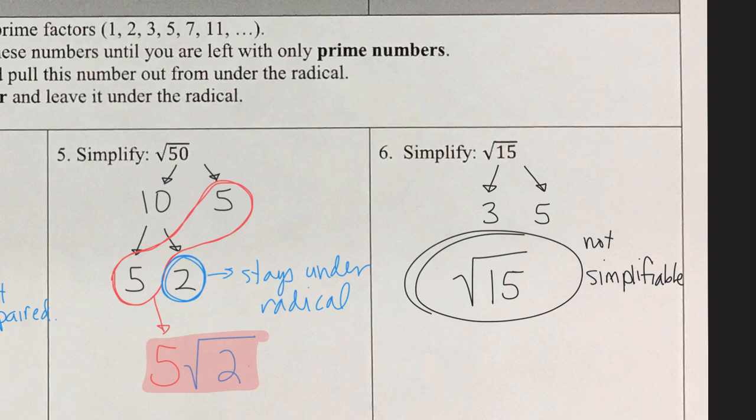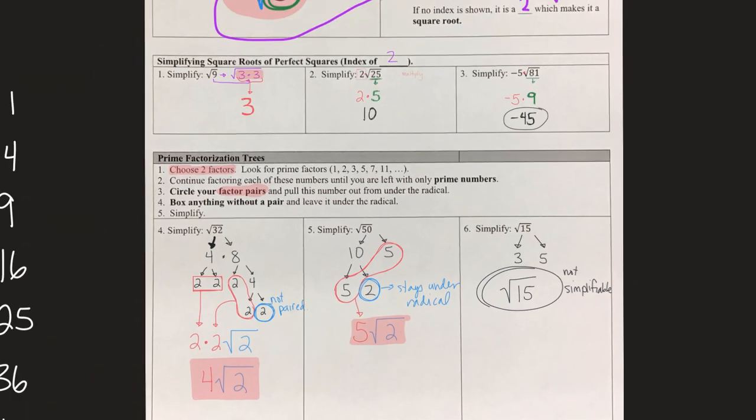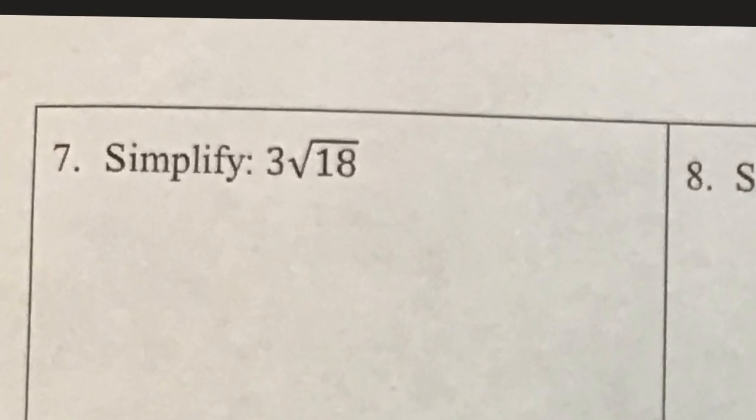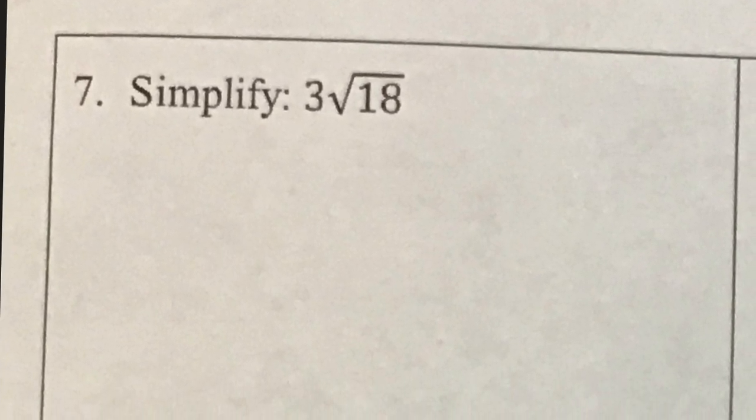Okay, let's look at the back side. These ones have a multiplier that we're going to multiply by however we simplify root 18. So remember, the 3 is always going to be on the outside of our radical. We won't multiply by 3 until the very, very end. Okay, so let's look at 18. What numbers multiply to give you 18?